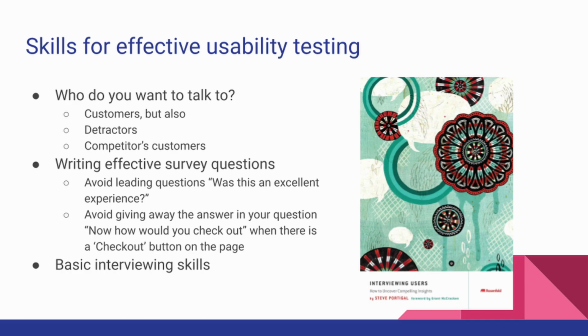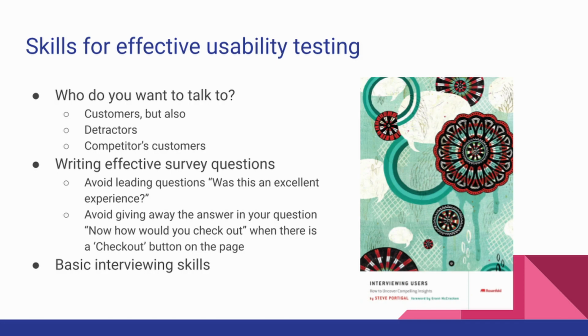The first skill is deciding who you want to talk to. There may be non-obvious people who have the answers to the questions you're asking. The second is writing effective survey questions. Most of a usability test is just asking questions. Learning how to write questions that are open-ended enough to not give away your intention but still elicit the answers you need is a skill that takes practice.